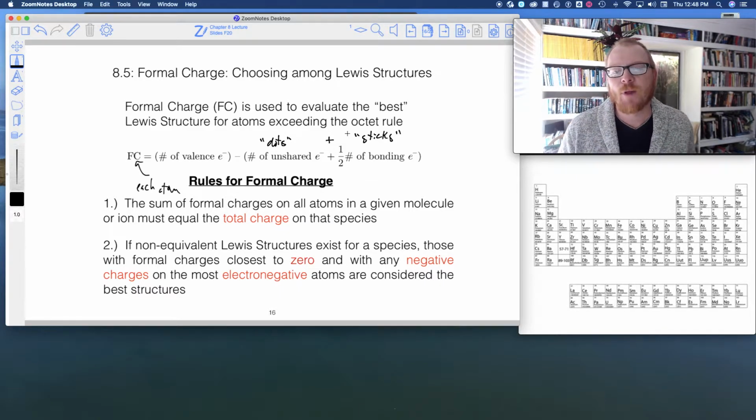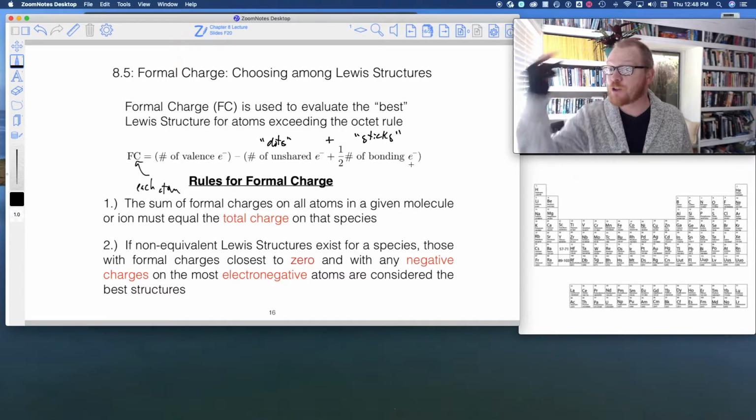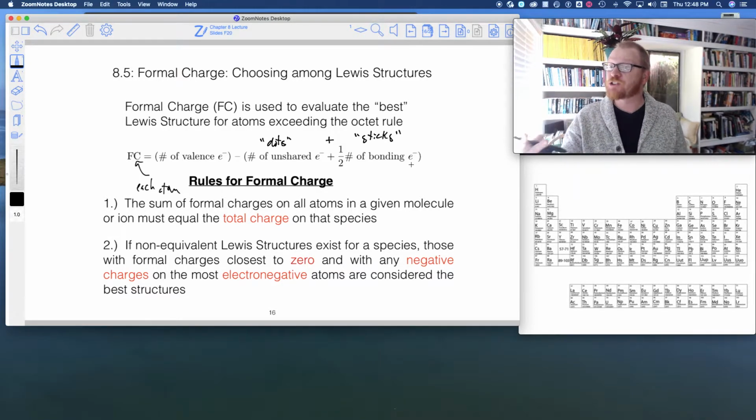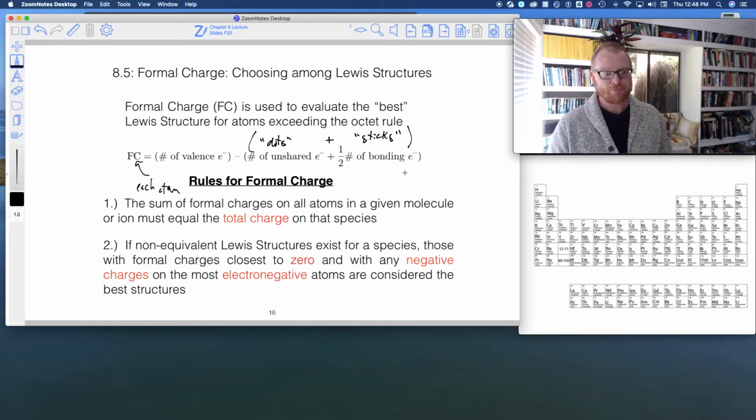Because if you think about it, 1/2 the number of bonding electrons just gives you the number of bonds, right? Because there's two electrons in each bond. So when you take 1/2 of that, you're really just counting up the dots plus the sticks. Okay, so it's an easy way to remember it. Valence electrons minus, and remember, this is all in a parentheses together, so we get that negative sign distributed through correctly. Number of valence electrons minus dots plus sticks.